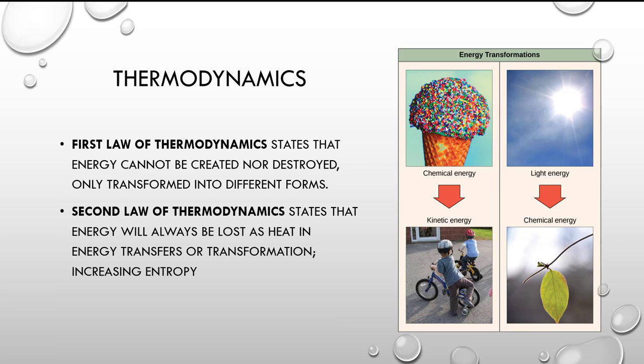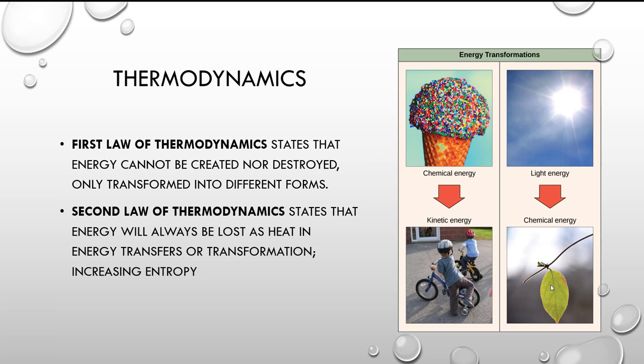Okay, so here's an example. We can have our chemical energy from our food. We can transform it into being able to move, kinetic energy. Here's light energy from the sun, which can be transformed into chemicals through photosynthesis. The second law of thermodynamics states that energy will always be lost as heat in energy transfers or transformations, and that increases entropy. Okay?